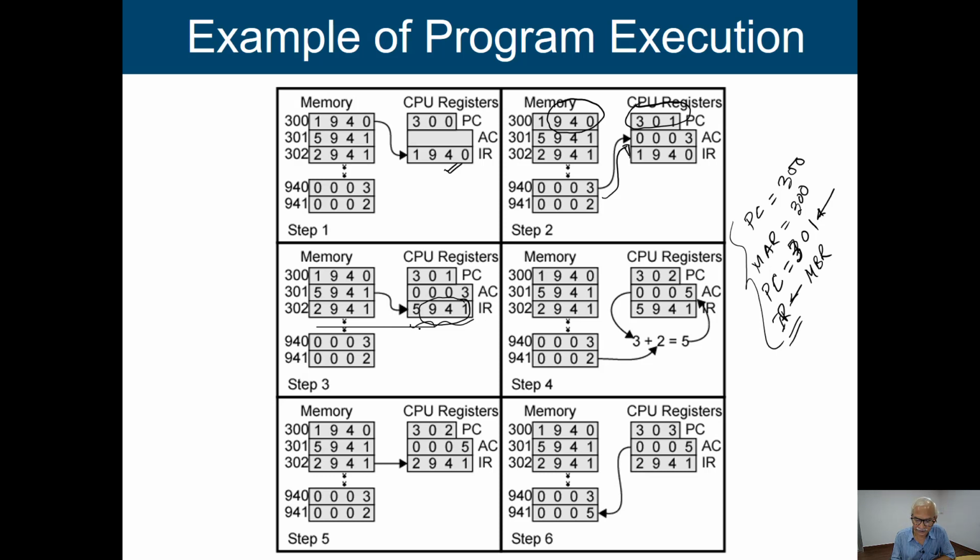So what this instruction is doing basically is bringing the contents of this particular location 941 to the processor, then adding it with the contents of the accumulator. So this is 2 we are getting, initially it is 3, and storing back the result in the accumulator. Okay, this is the operation that we are doing.